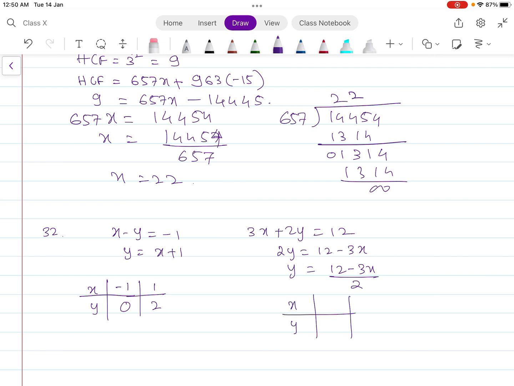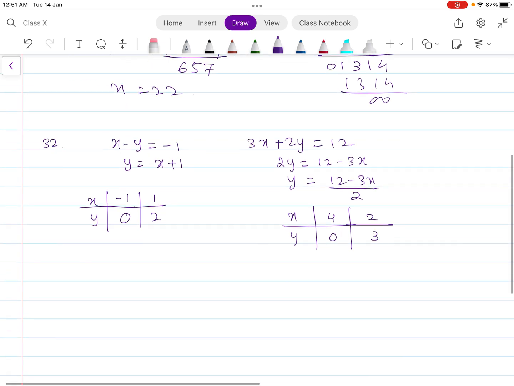Now I'm going to choose the x value in such a way that the numerator becomes 0. So 3 4s are 12, so I'll take x equals 4 here, therefore y will become 0. Another value I'll take in such a way that it is divisible by the denominator 2, so I'll take 3 2s are 6, so 12 minus 6 is 6 divided by 2. So here I'll take x equals 2, so 6 divided by 2 is 3. So I got these two values.